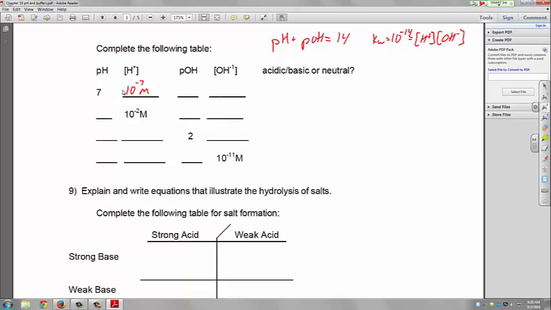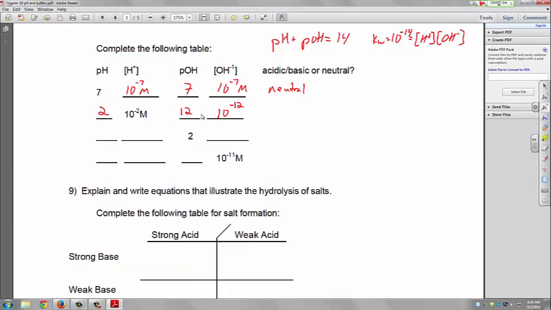So the pH is 7. The pOH, 7 plus 7 is 14. That means the hydroxide ion concentration is 10 to the negative 7 molar as well, and this is a neutral solution. If the hydrogen ion concentration is 10 to the negative 2, the pH is 2, the negative of this exponent. If the pH is 2, the pOH must be 12, since 12 and 2 is 14. And so the hydroxide ion concentration is 10 to the negative 12.